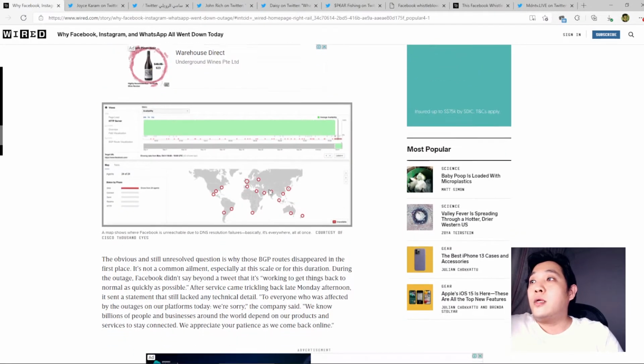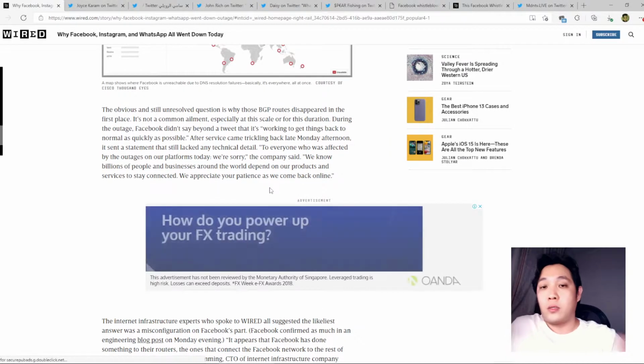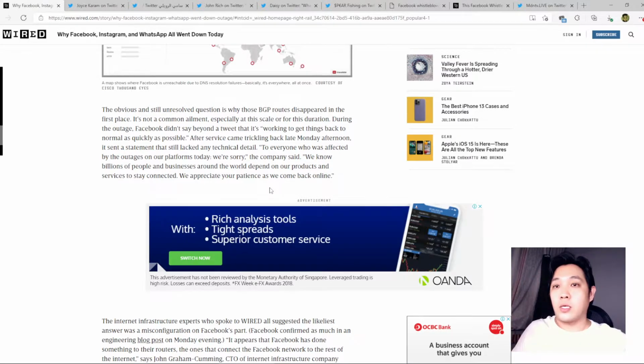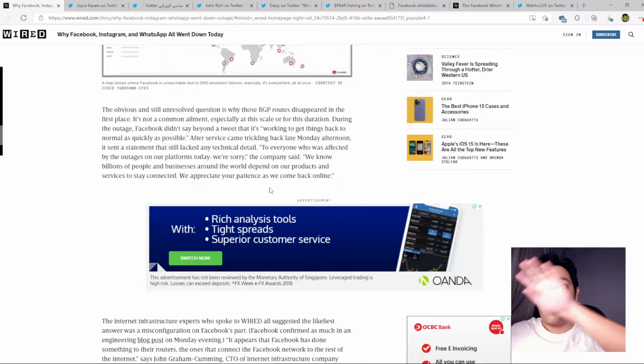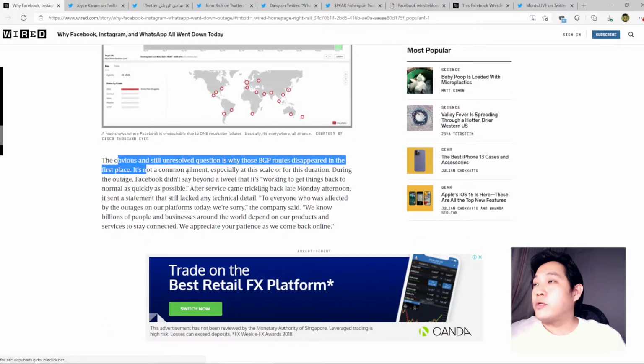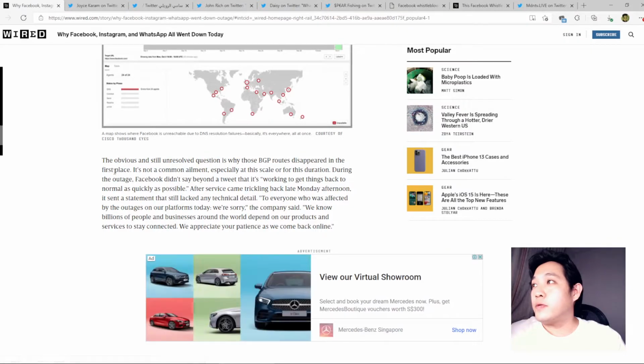In a way, what it means is that they have a central hub, and this hub connects all the domain names to all the servers of the entire Facebook network, and this thing in the middle disappeared or went down. So the obvious and unresolved question is why this BGP route disappeared in the first place. It is not a common omen, especially at this scale and for this duration. Facebook didn't say much beyond the tweet about getting things back up.